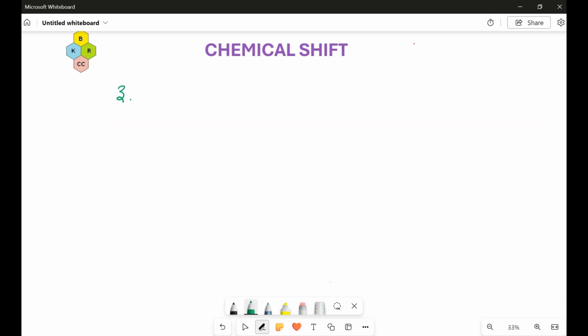The third factor is the anisotropic effect. As the word says, anisotropy means it is different in different directions. So let me consider an example. Suppose I take a benzene ring.